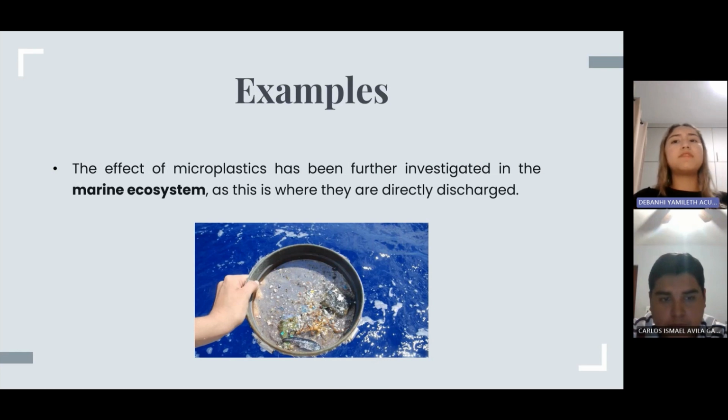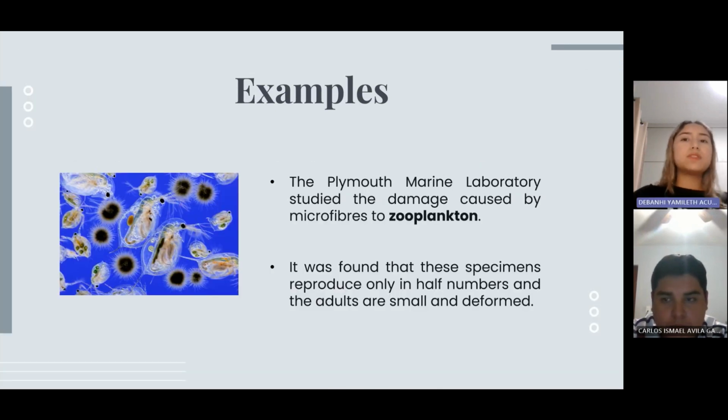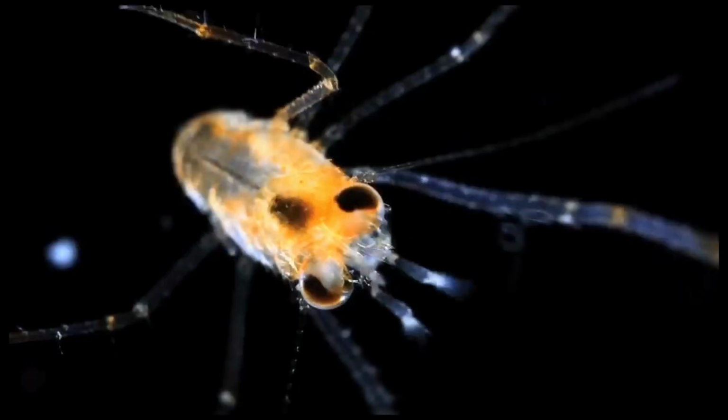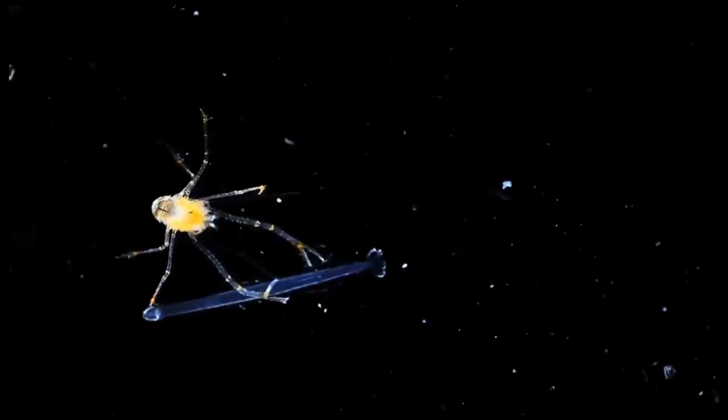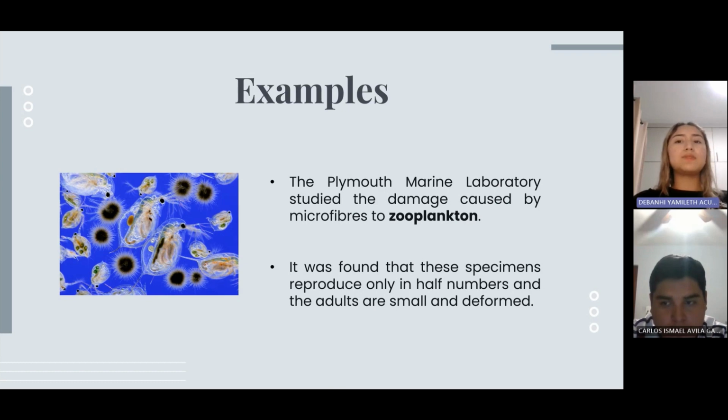Some examples of the effects of microplastics are in the marine ecosystem. The effect of microplastics has been further investigated in the marine ecosystem, as this is where they are directly discharged. One example is the zooplankton, which was studied by the Plymouth Marine Laboratory. The study was about the damage caused by microfibers, and it was found that these specimens reproduce only in half numbers and the adults are small and deformed.